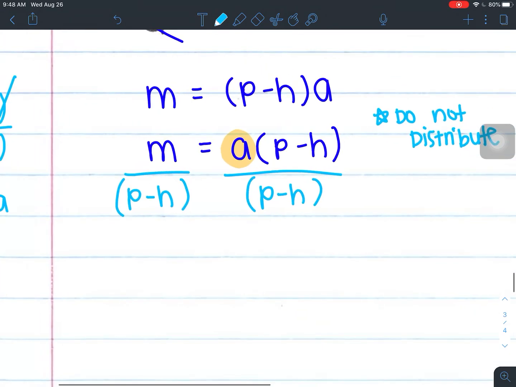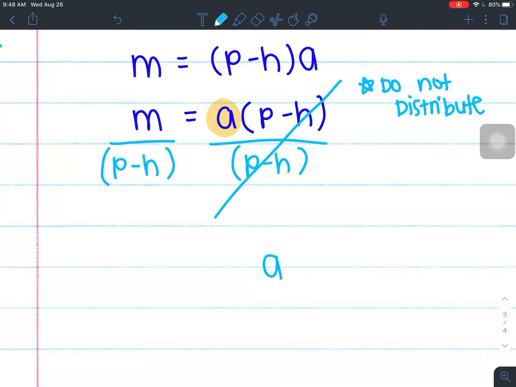Now, over here, again, why are we getting rid of the p minus h? We want to get a by itself. A is connected to p minus h by multiplication. So I'm doing the opposite and dividing it out. So p minus h divided by p minus h is going to cancel to 1. So all I have left is a equals m divided by p minus h.